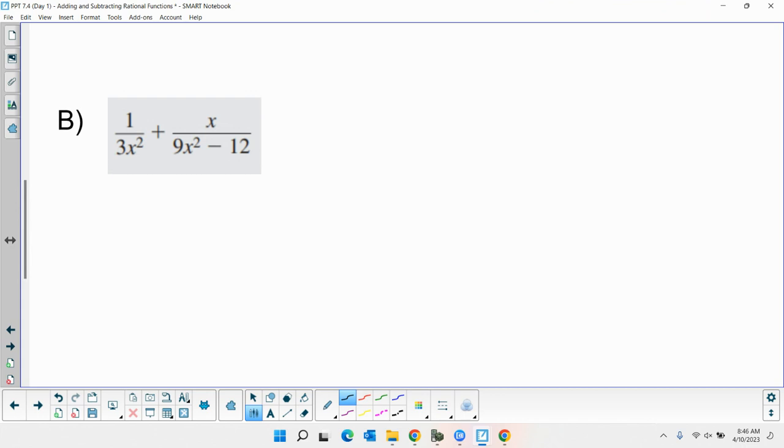All right. Can I factor either denominator? Yeah. What's common to the second denominator? 3. What's that thing called? Perfect squares, or difference of squares, right?